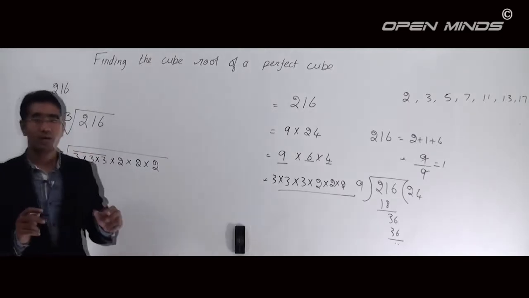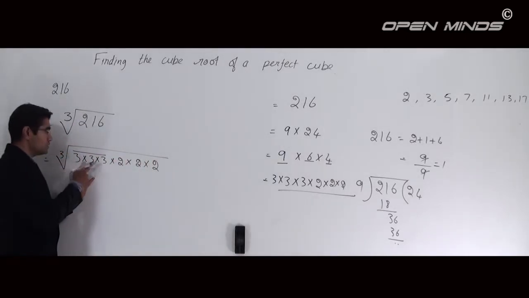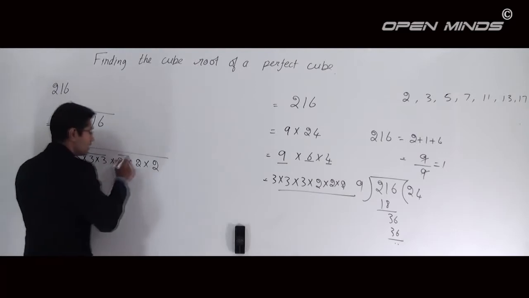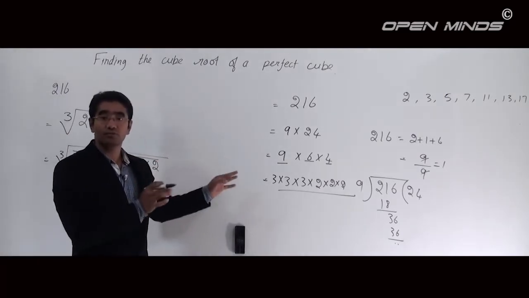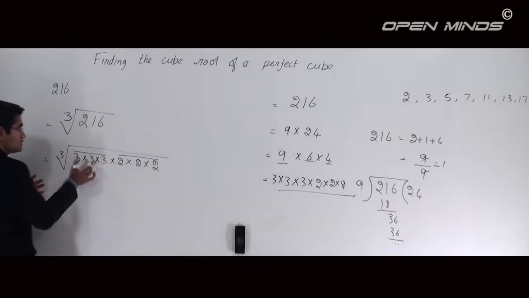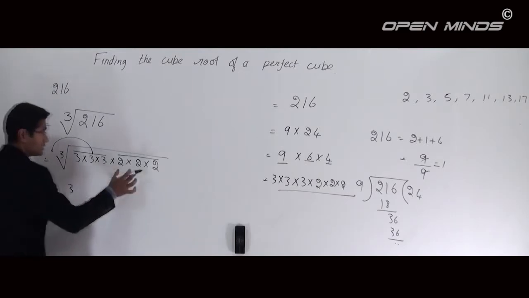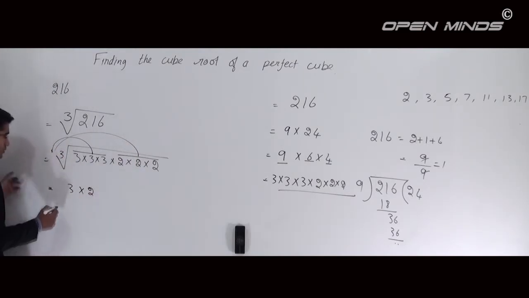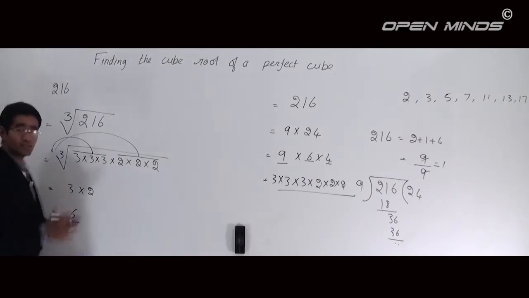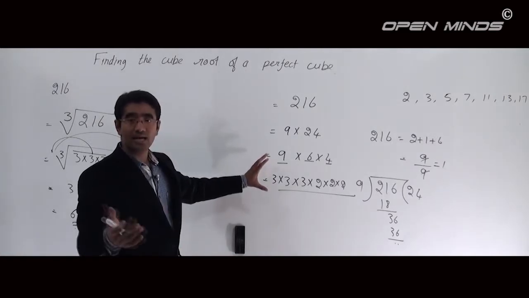Every group will have 3 similar or same numbers, like 3, 3, 3. That's my group, and there is another group, and that's it. There are no extra things, because this is a perfect cube. Once I form these groups, I take one number out of each group. That would be the cube root of 216, that is 3 times 2, which is 6. That is it.